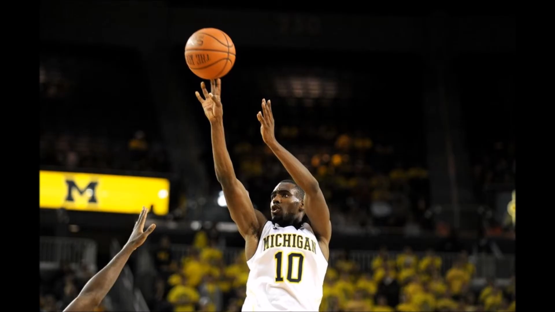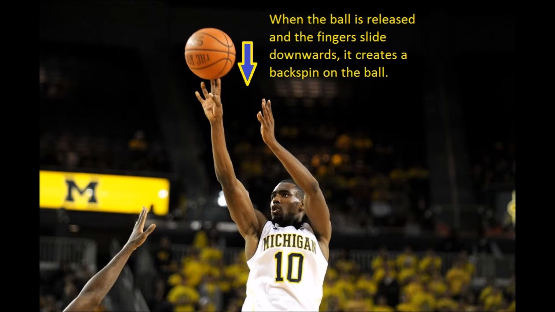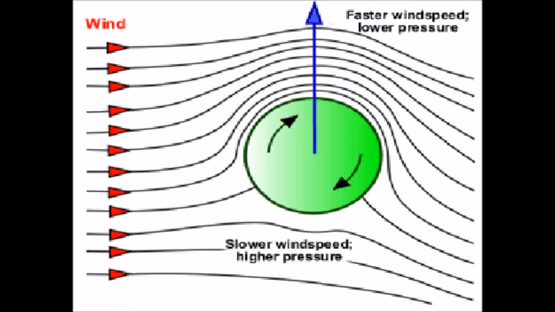The Magnus force can be very important when it comes to shooting a jump shot. The Magnus force can explain how a projectile, such as a basketball, can change its trajectory when moving through a fluid such as air on its way to the hoop by spinning. When a person slides their fingers down while releasing the basketball for a jump shot, this causes the basketball to have a backspin. This backspin causes the basketball to move in a clockwise rotation.